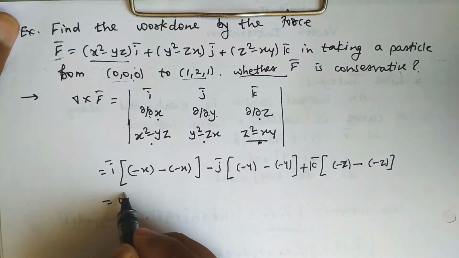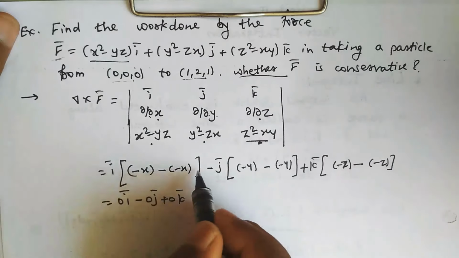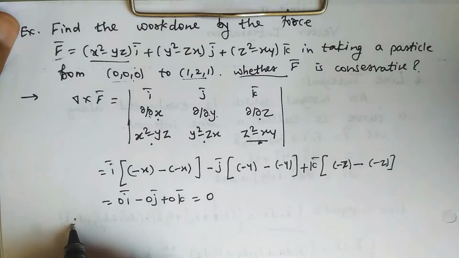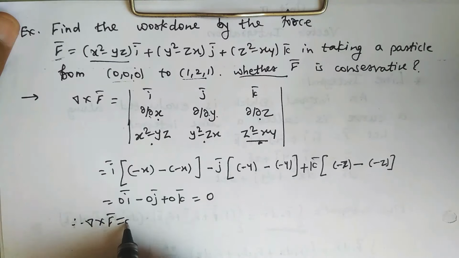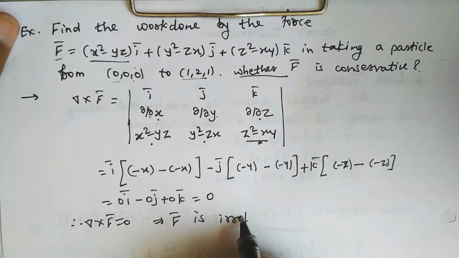So it is 0 i bar minus 0 j bar plus 0 k bar. If you simplify it, that is a 0 vector. Therefore value of del cross f bar is 0. This implies f bar is irrotational.